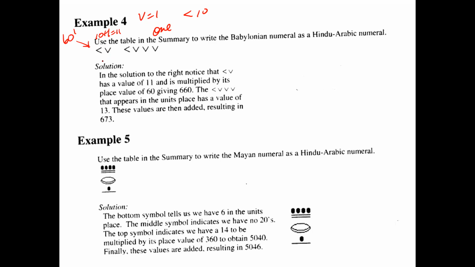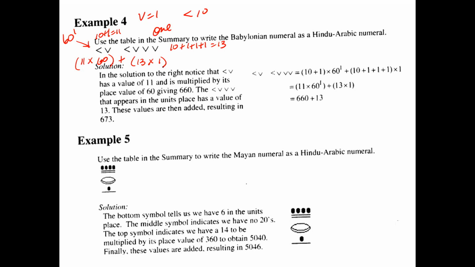So you're going to have essentially just 60 times 11. Plus, this one here means 10 plus 1 plus 1 plus 1, which is 13, times 1. If you multiply that together, 11 times 60 gives you 660, plus the 13, your total is 673.